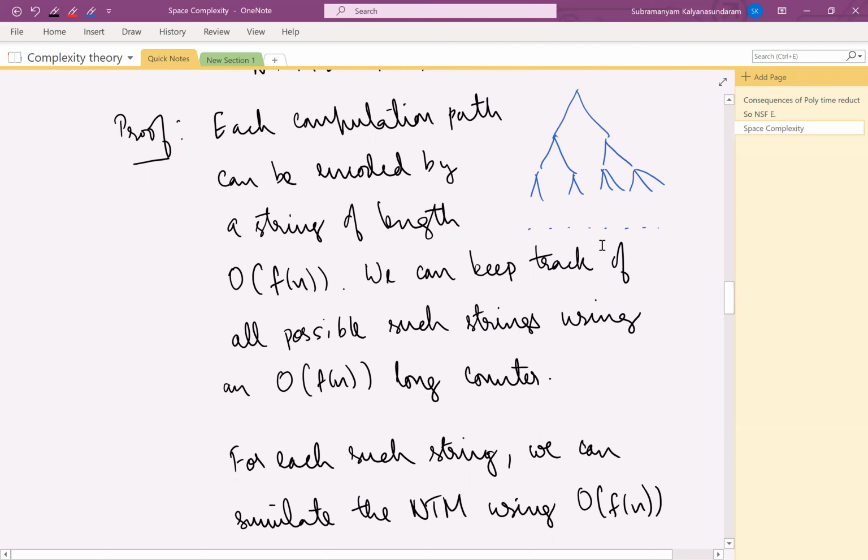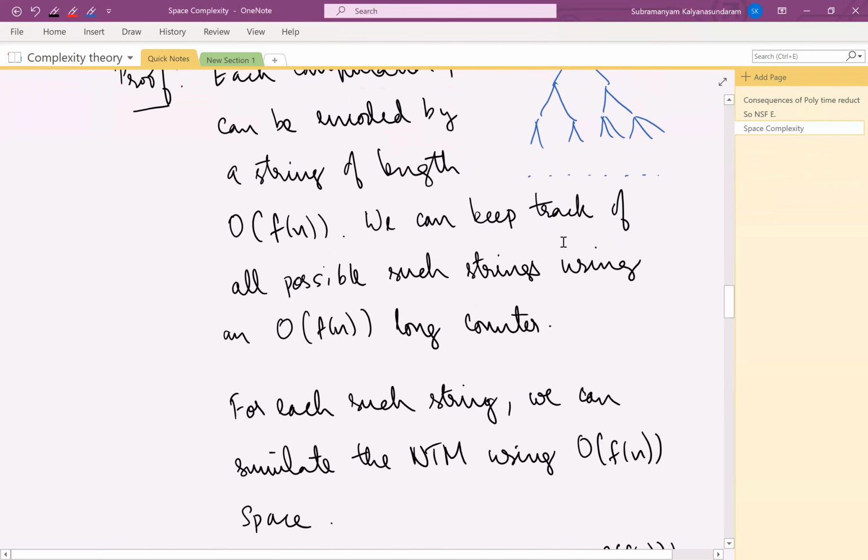So how does it go to each of these leaves? I could just have a counter of length order f(n), and I will increment the counter from all zeros to whatever the maximum is. For each of these counters, I will check if there is a path corresponding to that counter, and if there is such a path, whether it is an accepting path or a rejecting path. If any of the leaves corresponds to an accepting computation, we accept the string. If all paths are rejecting, we reject the string.